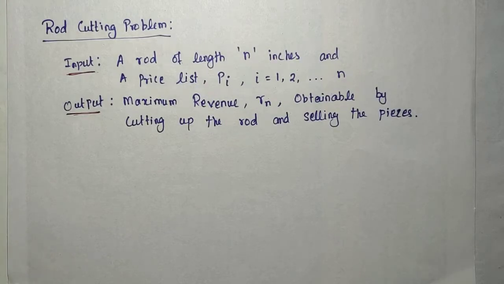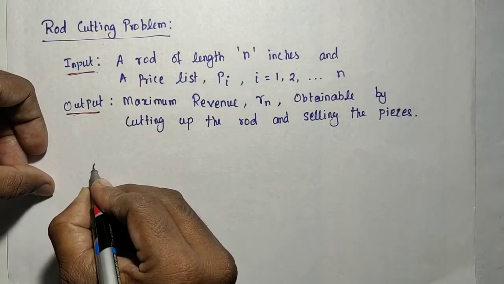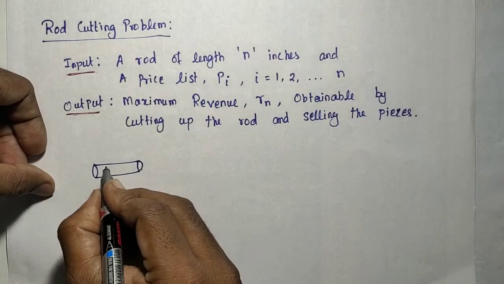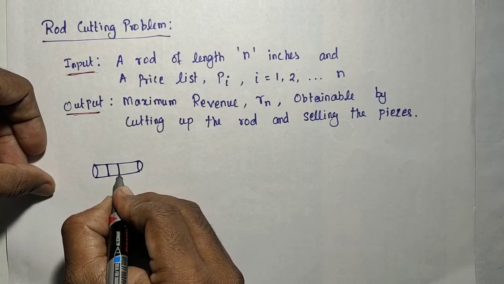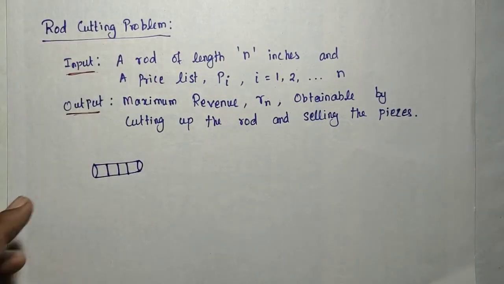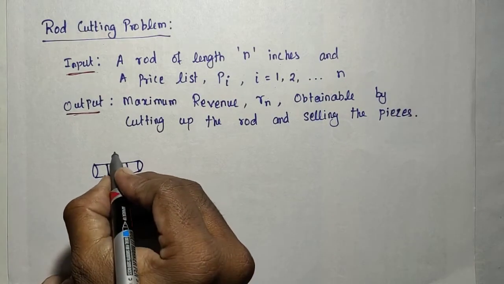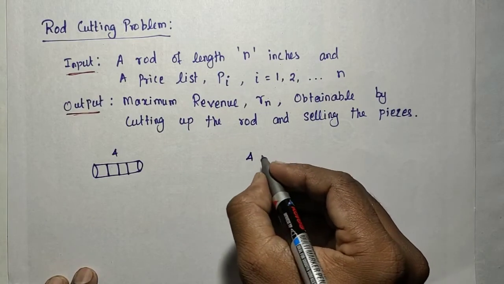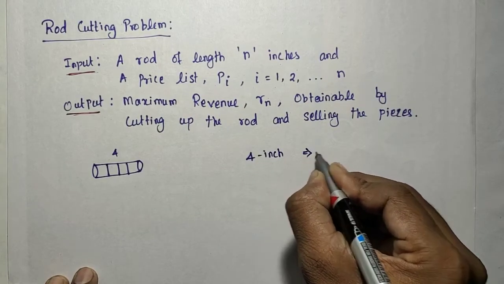maximum revenue. For example, consider a 4-inch rod. Assume this is a 4-inch rod, with cut positions 1, 2 and 3. So the entire rod is given. If you sell it as a single piece, that is a 4-inch rod piece, the price is given as 9 rupees.